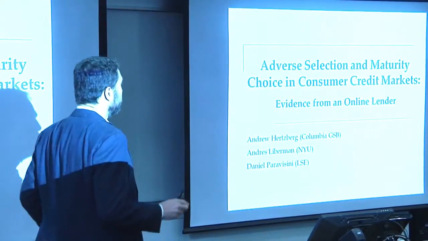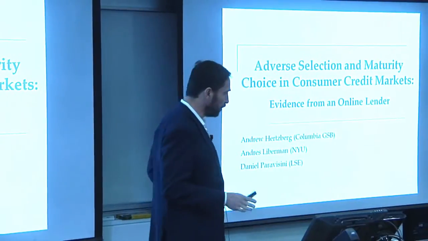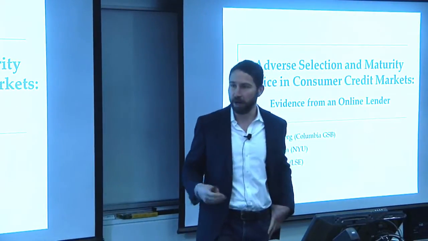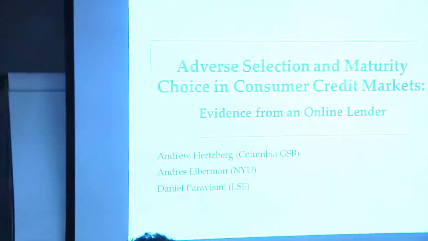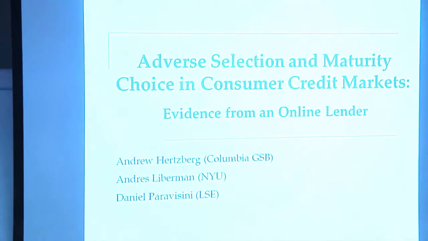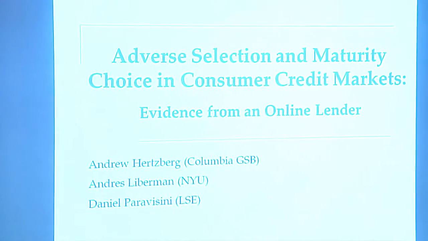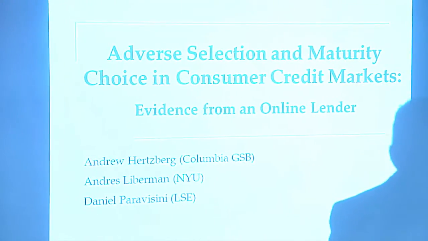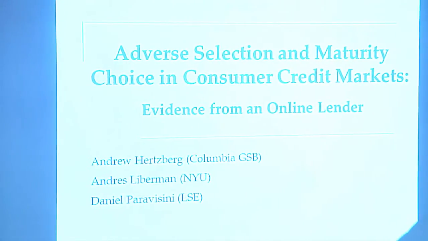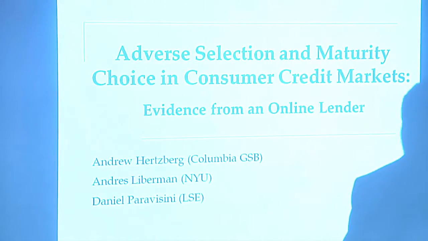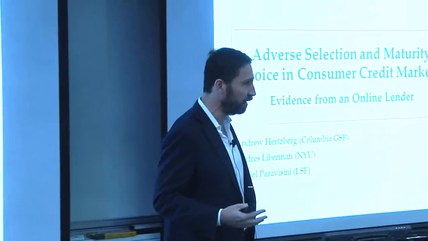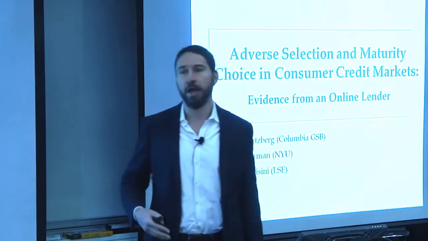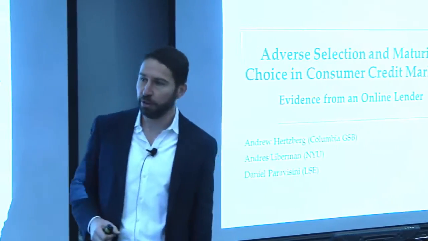Okay, so this paper that I'm going to present today is a brand new piece of work that I'm working on with my co-authors at NYU and LSE. What we do in this paper is provide the first evidence of adverse selection amongst prime borrowers in the US. And we talk about how that is induced by the choice of loan maturity. There are about half a dozen different ideas in there that I need to explain and motivate before we actually get to the work.